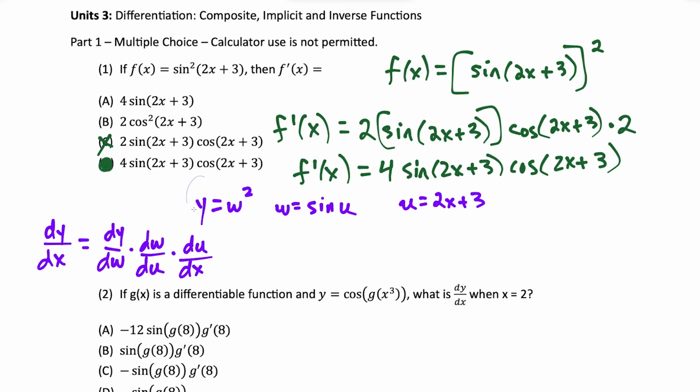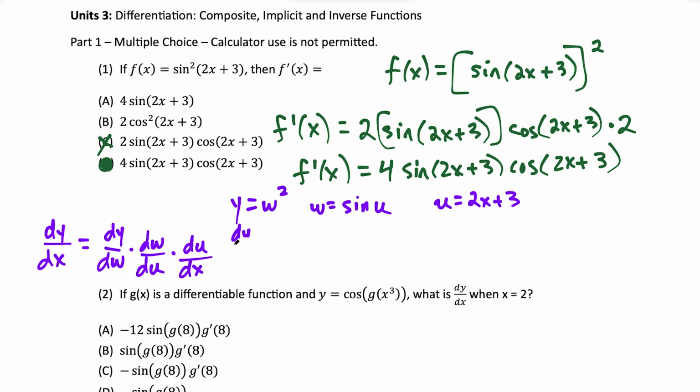I'm just going to make space over here. We're going to take the derivative of each of those pieces. So let's go ahead and do that. So we're going to move this over. We're going to find we have dy/dw. So dy/dw, we're just going to use the power rule here. dy/dw is 2w. And then dw/du, if we work this out, is going to be equal to cosine of u. And then we're going to find du/dx. So the derivative of this u equation is just 2.